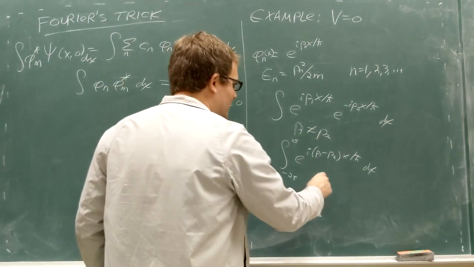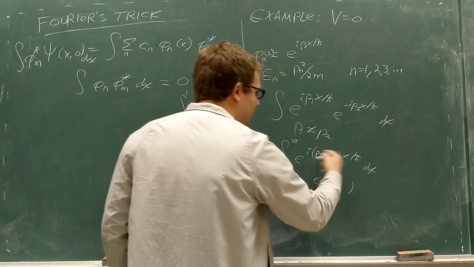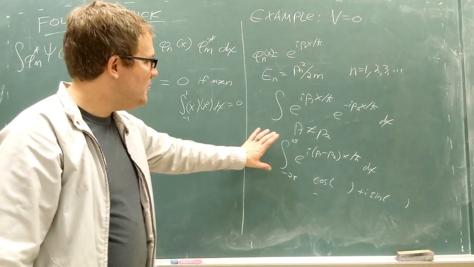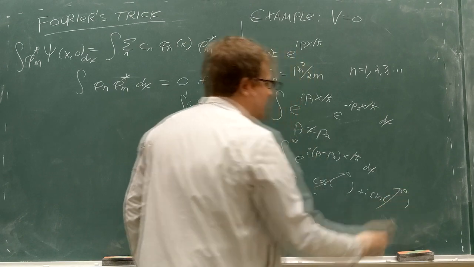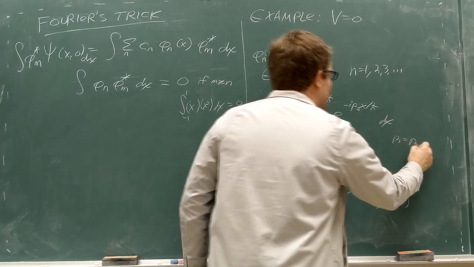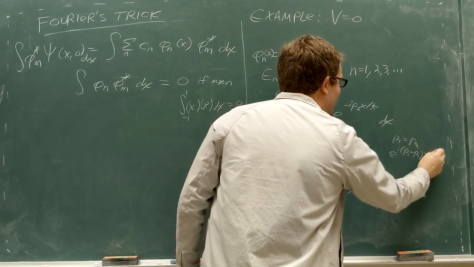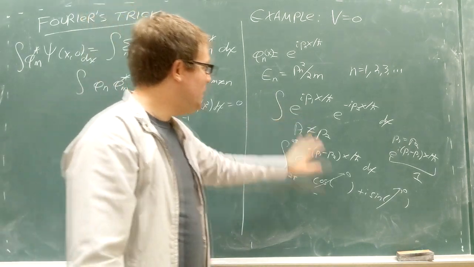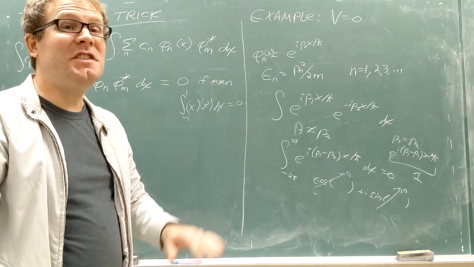The thing is, this complex exponential, e to the i something, is always cosine of the thing up here plus i sine of the thing up here. Anytime you go over symmetric bounds like this, this integral goes to 0 and this integral goes to 0. The only way it doesn't work is if you have p1 equal to p2, then you've got e to the i (p1 minus p1) x over h bar, and that whole thing is just equal to 1. So the only way you can save this from going to 0 is if p1 equals p2. It's a really cool property.